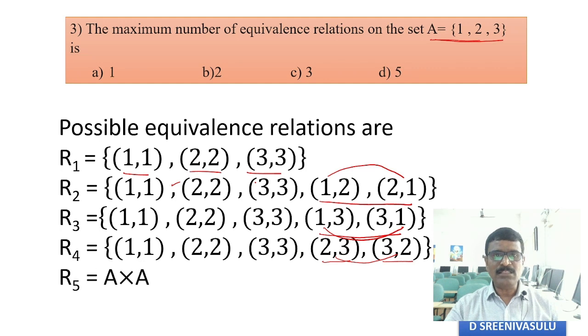Finally, take all the elements. A cross A will come. Then how many possible equivalence relations? 1, 2, 3, 4, 5. The correct option is B. 5 is the correct answer.